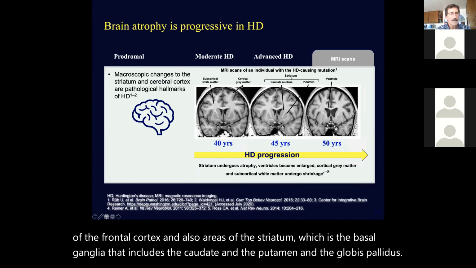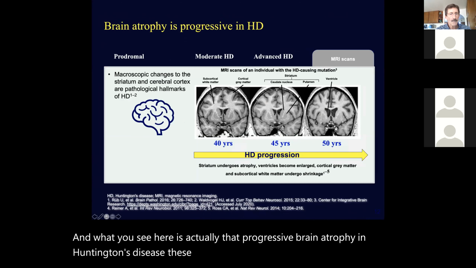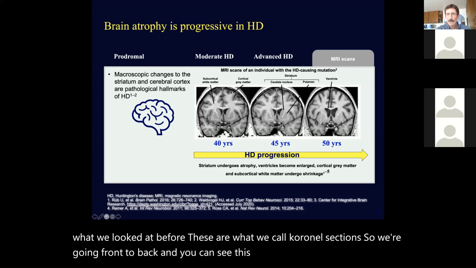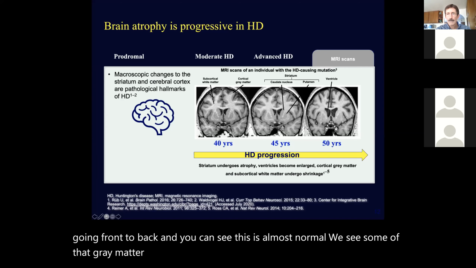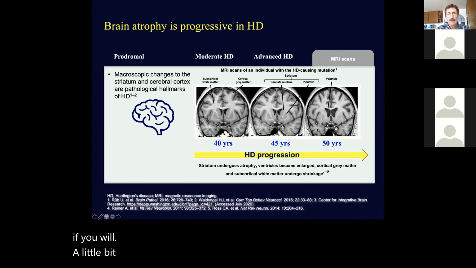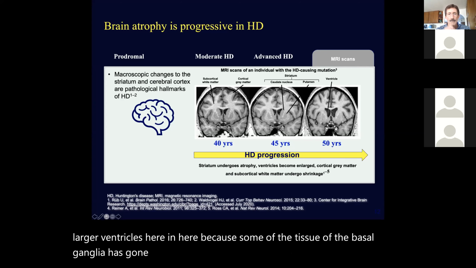And what you see here is actually that progressive brain atrophy in Huntington's disease. These slices of the brain are a little bit different than what we looked at before. These are what we call coronal sections, so we're going front to back. And you can see this is almost normal. We see some of that gray matter right there. We see some of that subcortical white matter right here. 5 years later, we're seeing a little larger ventricle, if you will, a little bit less gray matter. And by 10 years later, we're seeing much larger ventricles here and here because some of the tissue of the basal ganglia has gone away or shrunk or disappeared.